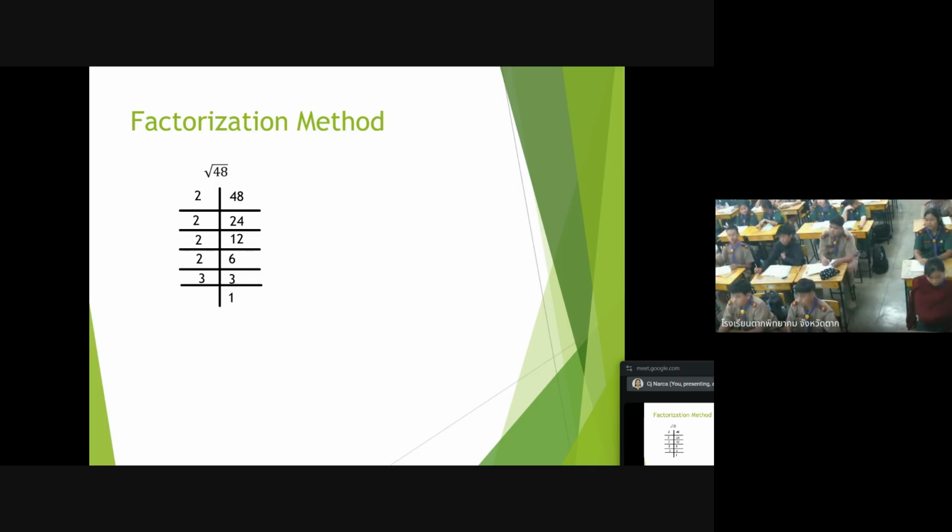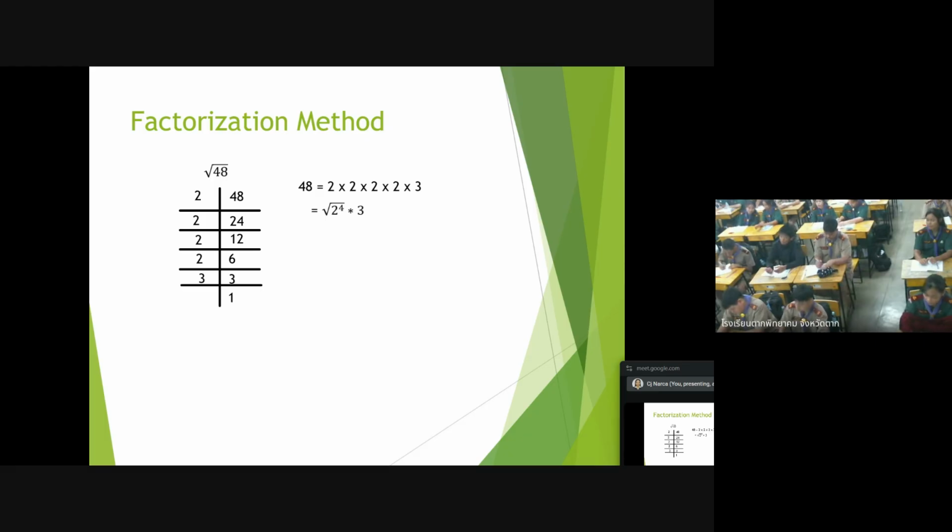Now, we need to combine all of the primes. How many 2s do we have? 4. So 2 power of 4. And then we have 3, which we only have 1. Now, as you can see, what is the answer for 2 power of 4? It will become? 2. We have 4, right?